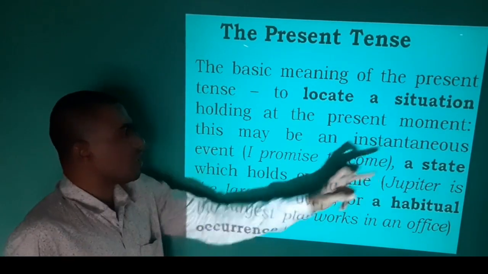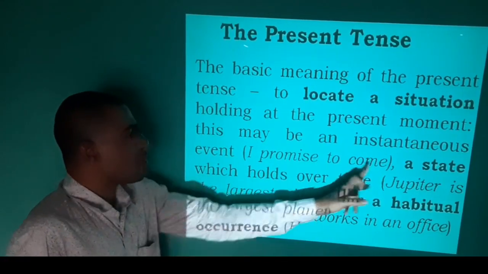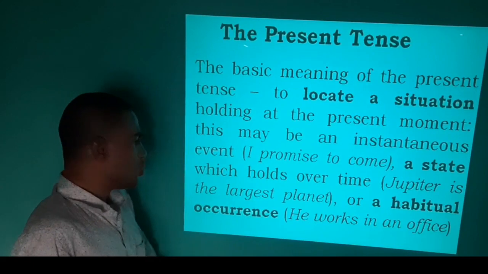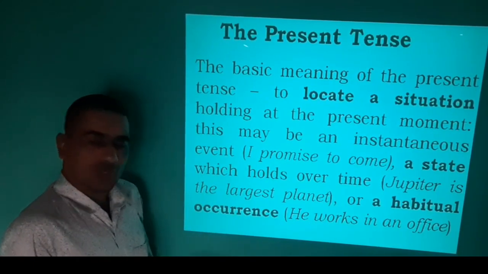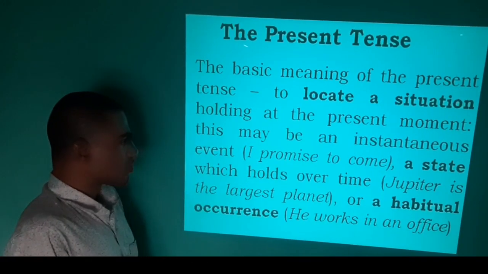So this may be an instantaneous event. Yes, an instantaneous event, for example, I promise to come. Or a state, which holds over time. Jupiter is the largest planet, so it doesn't change. It remains forever in the same way.